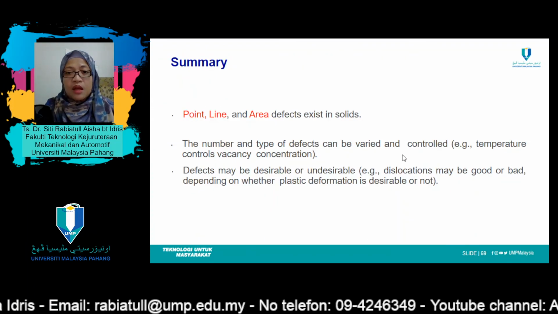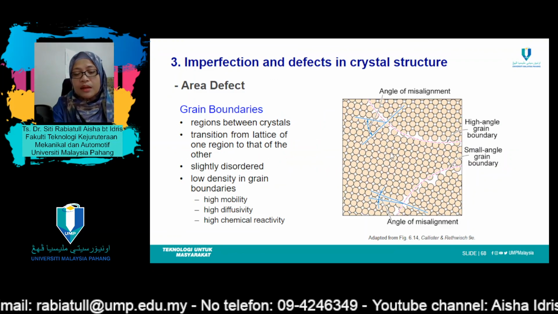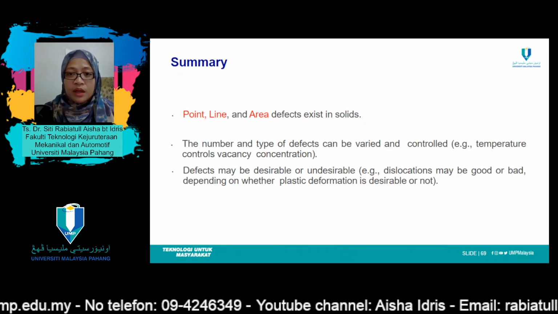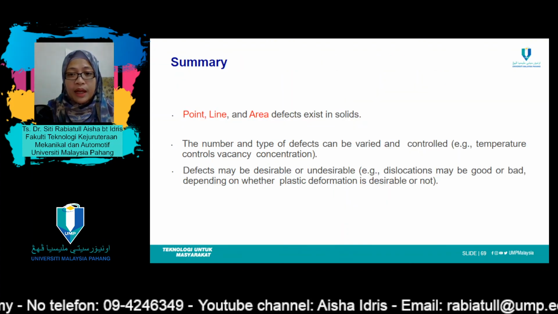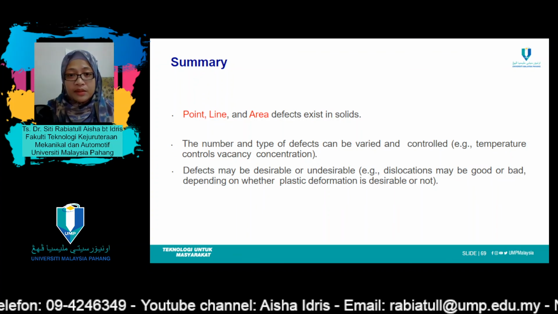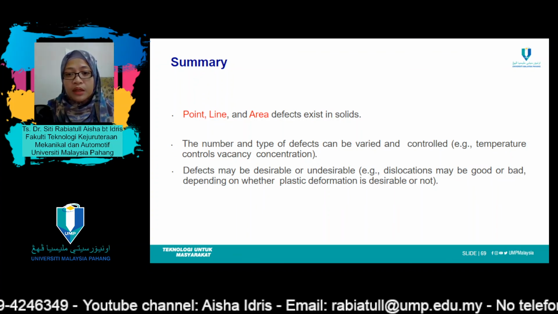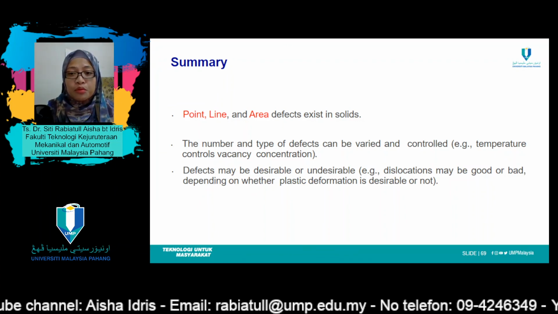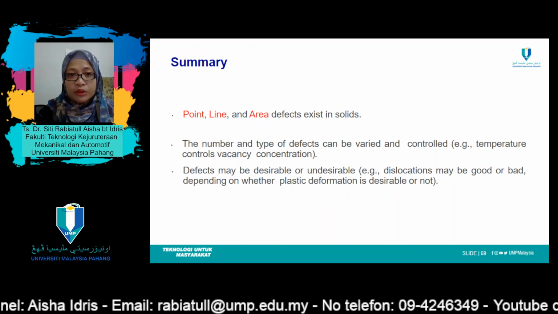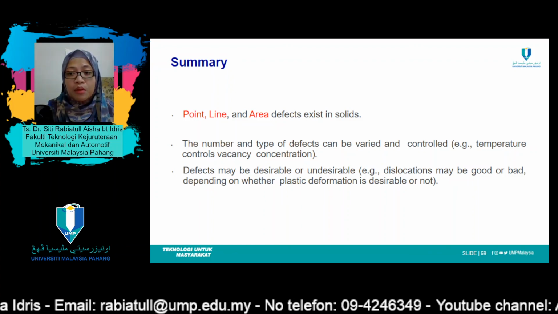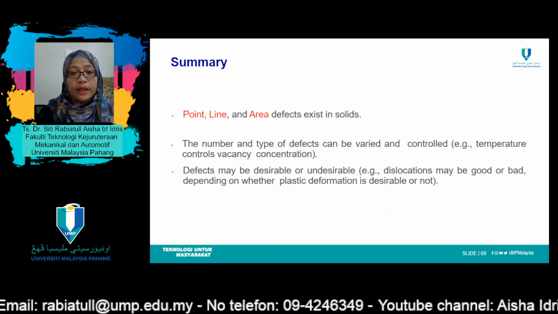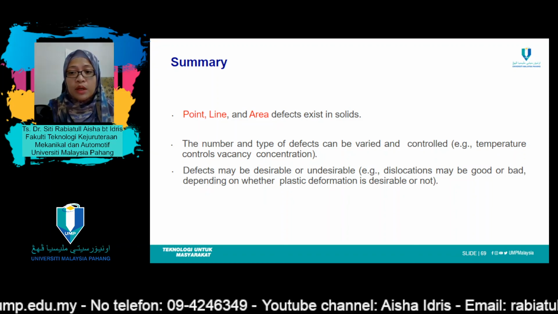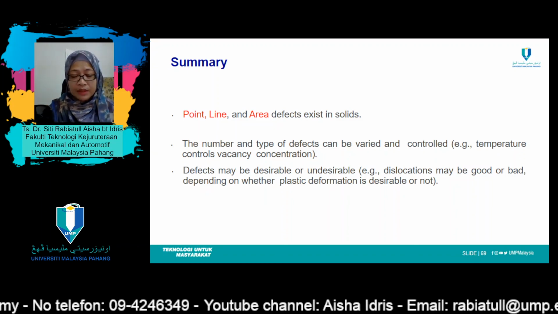Okay, so that will be the last part in imperfection and defects in crystal structure. So as a summary, number one, point, line, and area defects do exist in solids. Number two, the number and types of defects can be varied and controlled, using temperature control and so on. Number three, defects may be desirable or undesirable. Well, it depends on the type of product that we want to produce. Sometimes we do want to have those types of defects, and sometimes we don't want them.